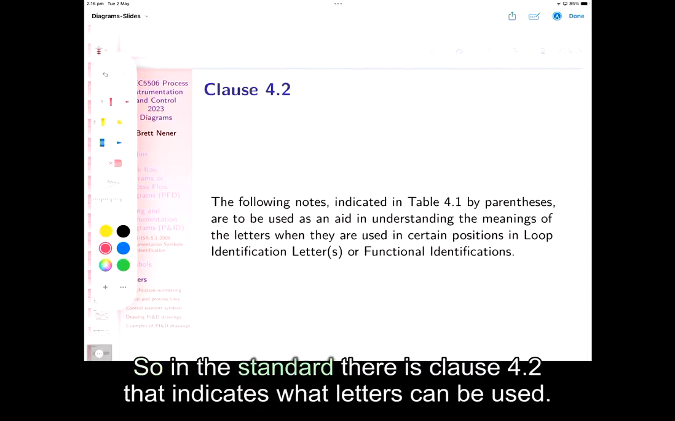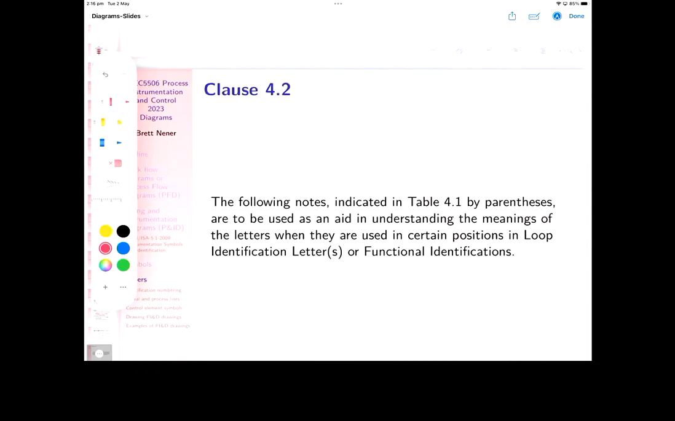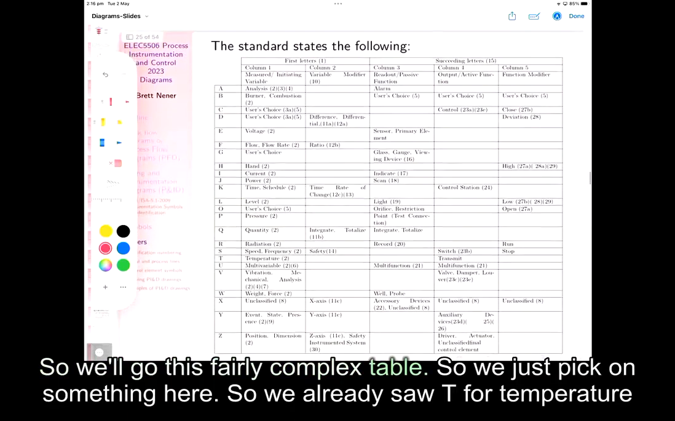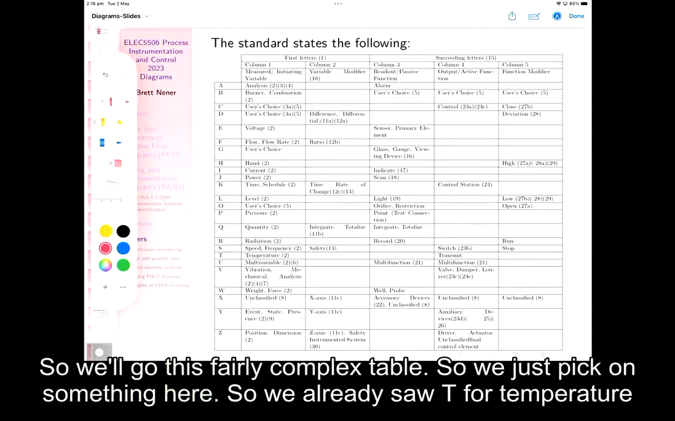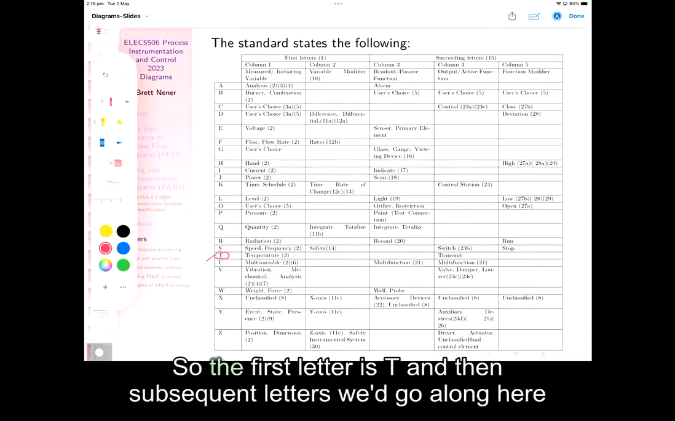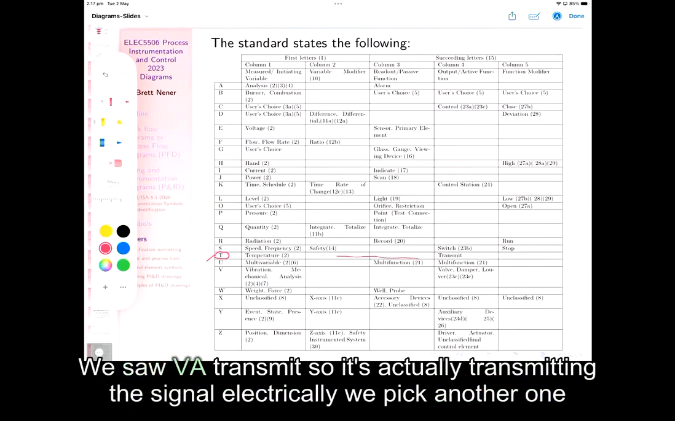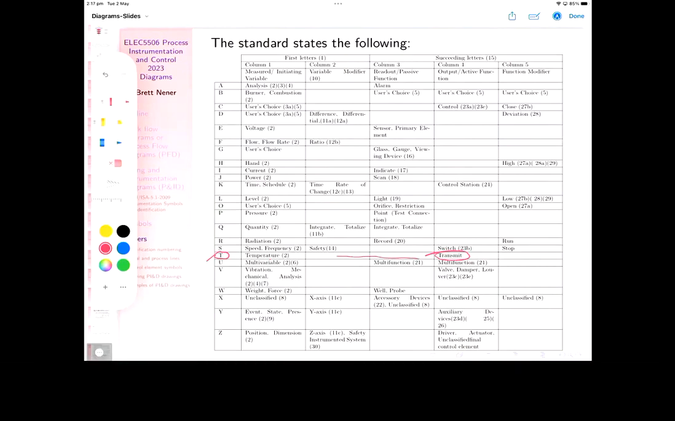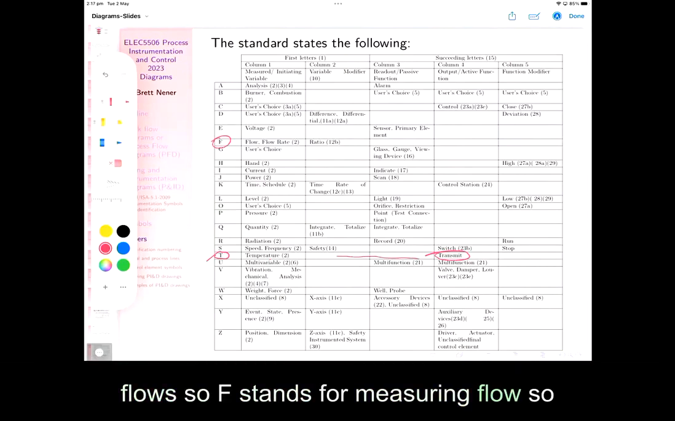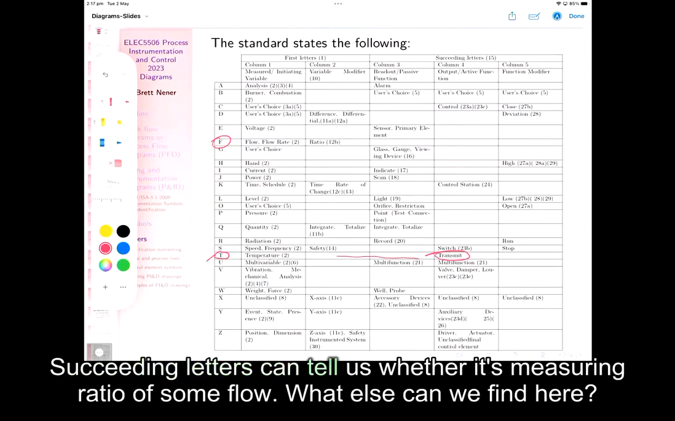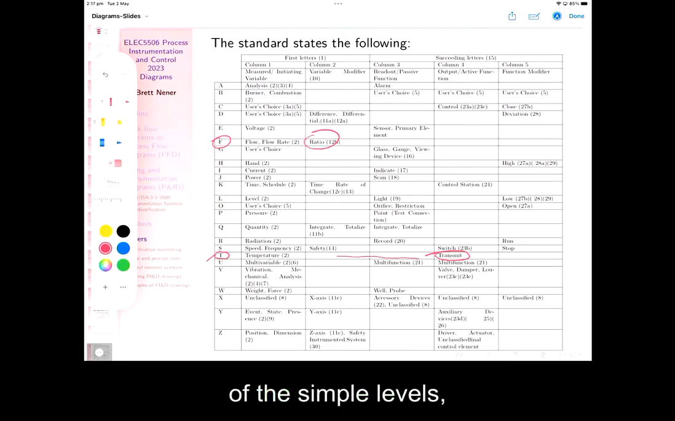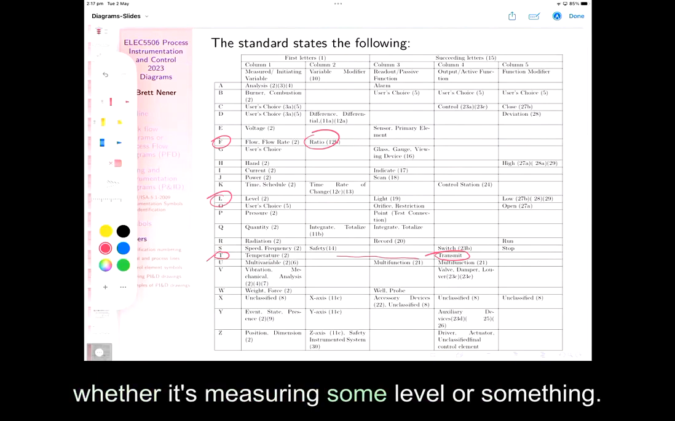So in the standard, there's clause 4.2 that indicates what letters can be used. So we'll go to this fairly complex table. So we just pick on something here. We already saw T for temperature. So the first letter is T, and then subsequent letters, we go along here, we say, T, transmit. So it's actually transmitting the signal electrically. If we pick another one, flow, so F stands for measuring flow. So succeeding letters can tell us whether it's measuring a ratio of some flow. What else can we find here? The simple L, whether it's measuring some level or something.